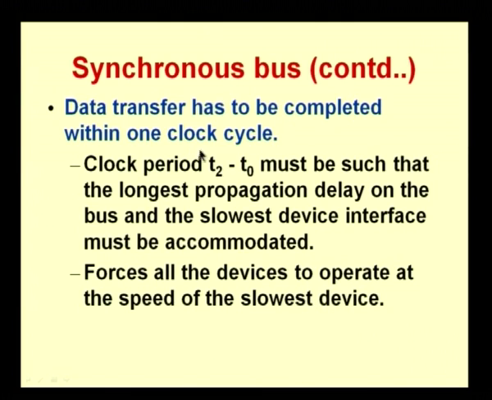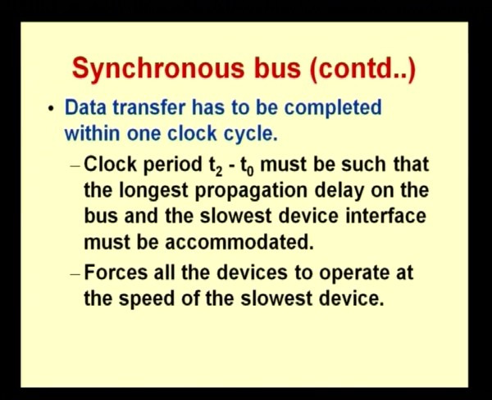Now, we looked at the entire data transfer as taking place within one clock cycle. So, we said that the clock period, T2 to T0, must be such that the longest propagation delay on the bus and the slowest device interface must be accommodated. The reason we say this is that we have different devices, and different devices may have different setup times and different hold times.